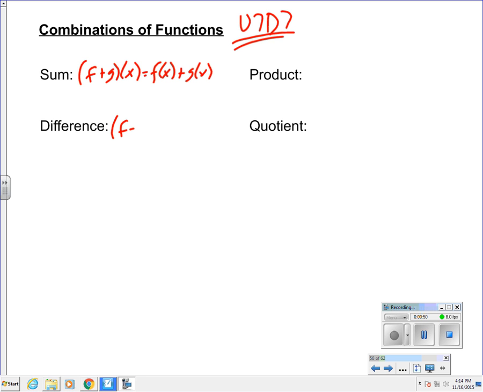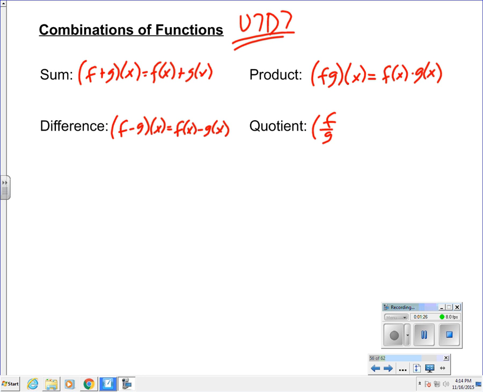Same idea for the difference. That's our notation, f minus g of x, and we're subtracting the function values. Product is the same as well. fg of x indicates the product of two functions, and we multiply their output values at that input value. And quotient, same idea, except we're dividing. The only difference with the quotient is that since we have a fraction, we can't have g of x equal to 0, so we can't divide by 0.